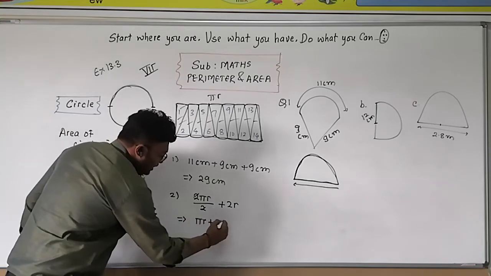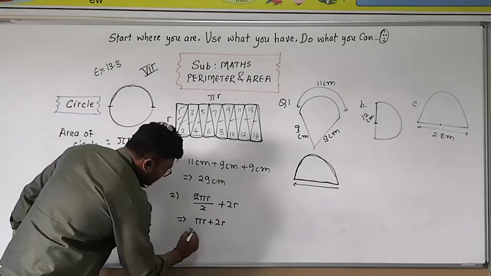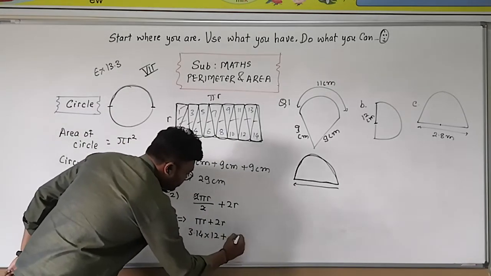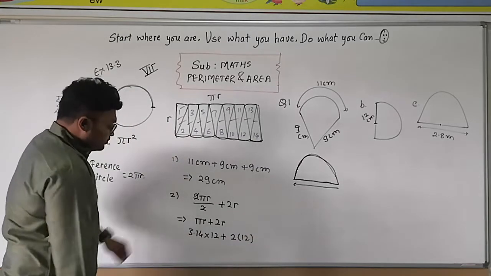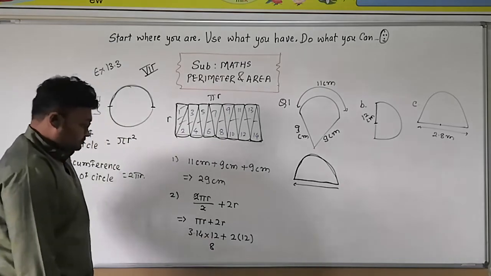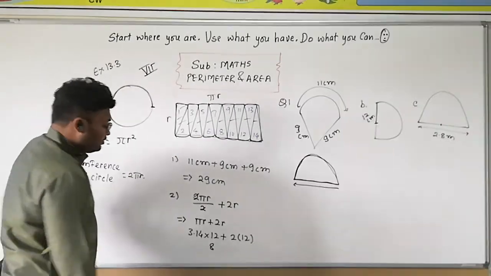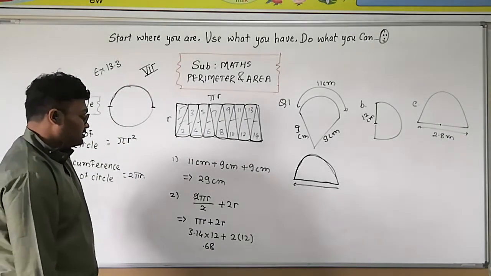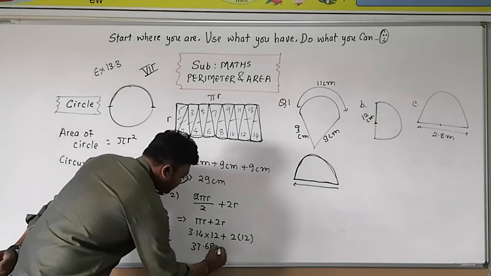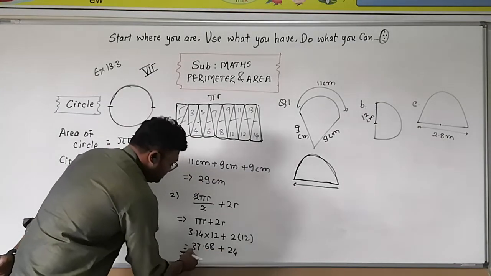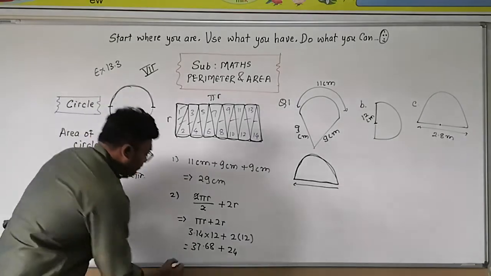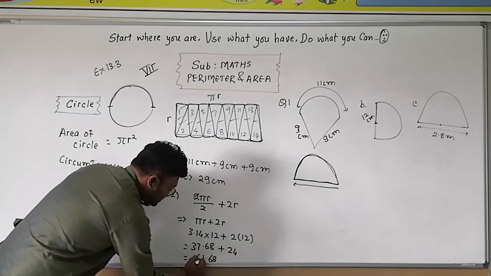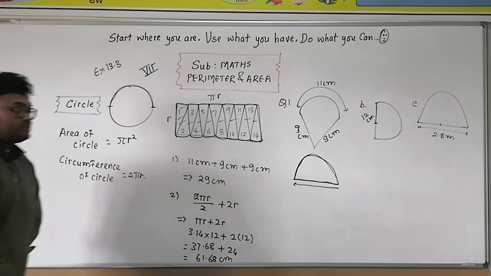So 2 gets cancelled. What formula are we going to use? Pi r plus 2r. The value of pi is 3.14, and the radius is 12. Plus 2r, 2 into 12. 12 into 4, 48, carry 4. 12 into 1, 12, plus 4, 16, carry 1. 12 times 3 is 36 plus 1, 37. Plus 2 into 12, 24. Now add this: 37.68 plus 24. 0.68 as it is, 4 plus 7, 11, carry 1. 61.68 centimeters.